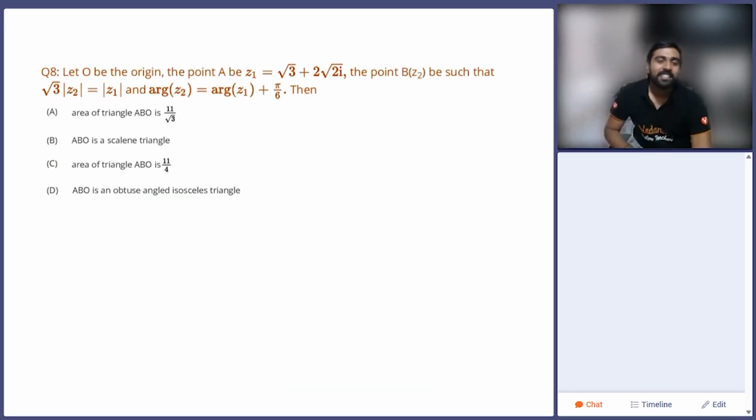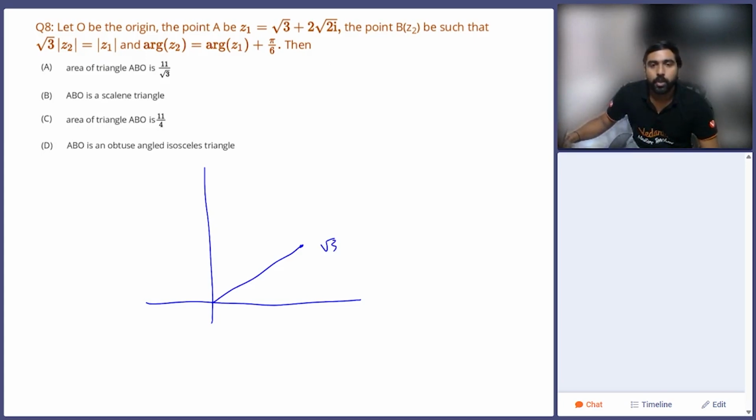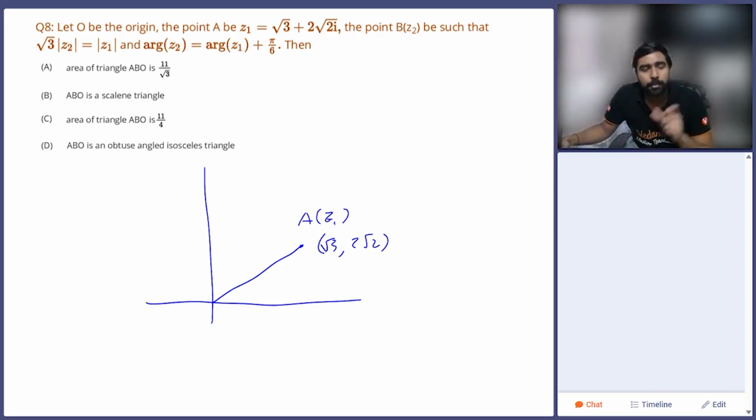Okay. Sure. Moving on, let's have a look at the next one. Okay, what do we have over here? O is the origin. Very well. A is the point, this is the complex number root 3 plus, so basically I have root 3 comma 2 root 2. Perfect. This is Z1, which is A. And then there's point B, which has a modulus of Z1's modulus divided by root 3.